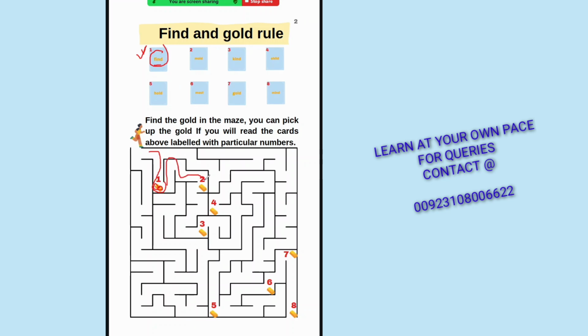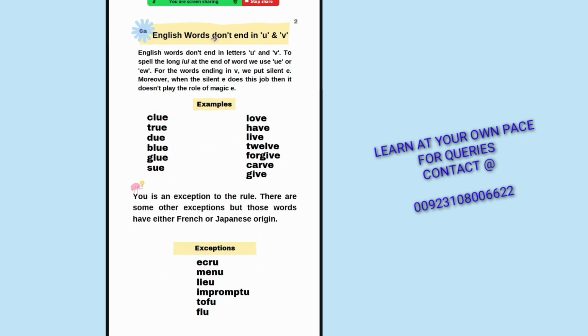Move to the second one. Oh, what is the second one? Mold. So we can pick up this gold. That's how you can complete this worksheet with your students. Move to the next spelling rule.